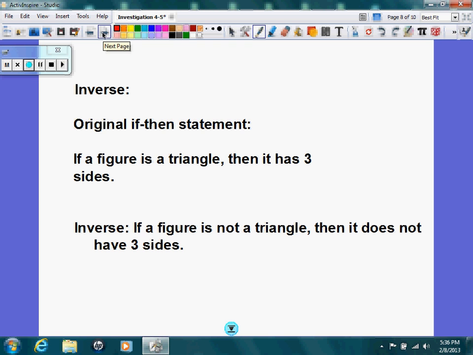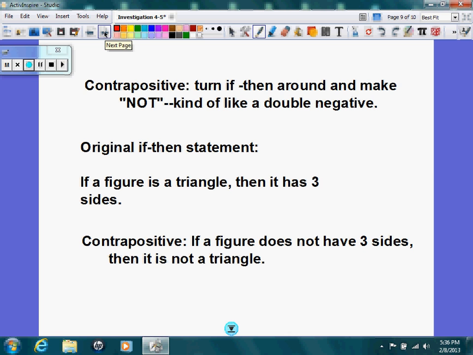That's the converse. The inverse. The original statement said if a figure is a triangle, then it has three sides. The inverse of that would be if a figure is not a triangle, then it does not have three sides. So in this case, you insert a couple of words here: is not a triangle, then it does not have three sides. So that's the inverse.